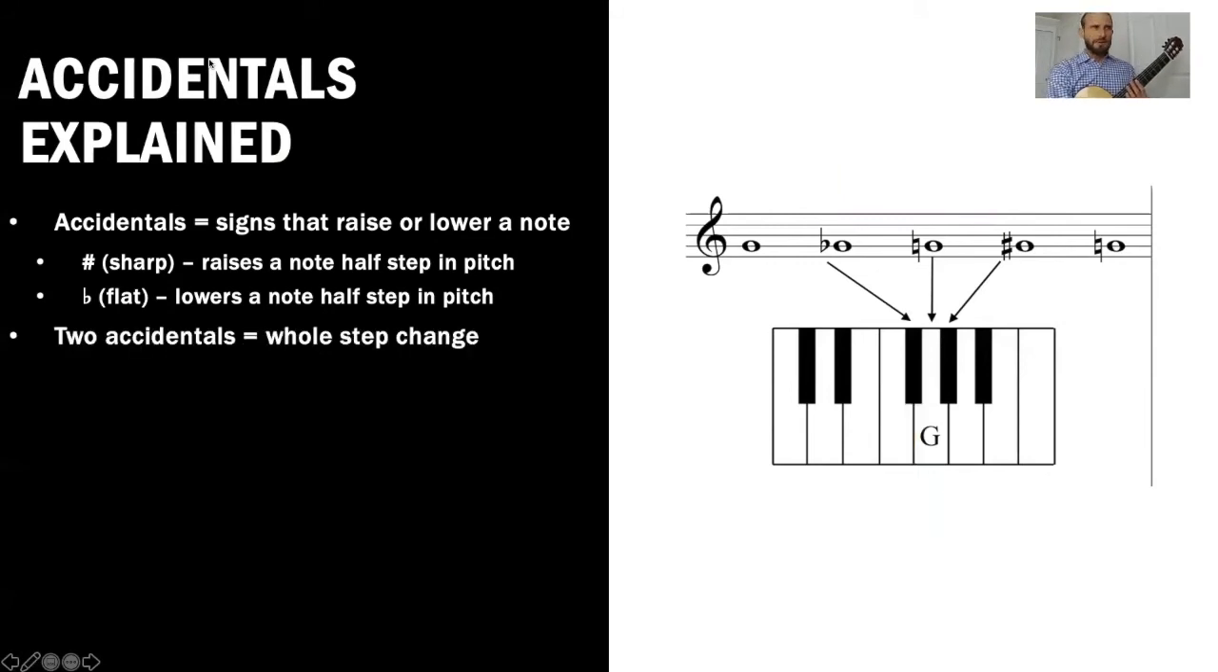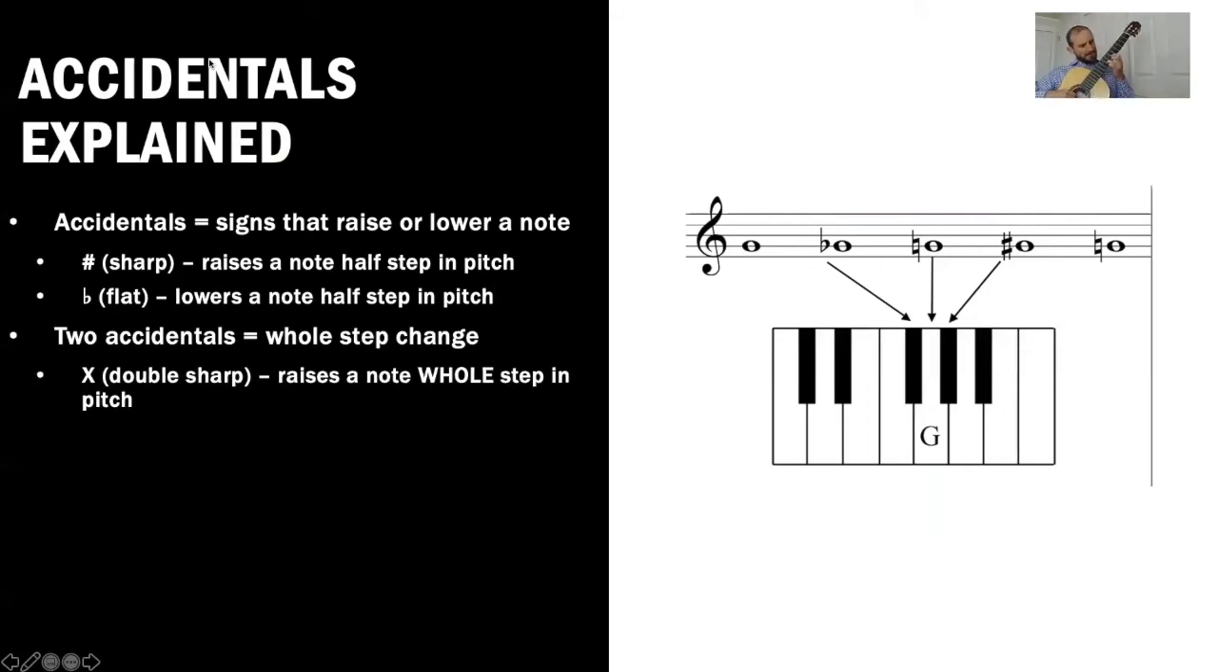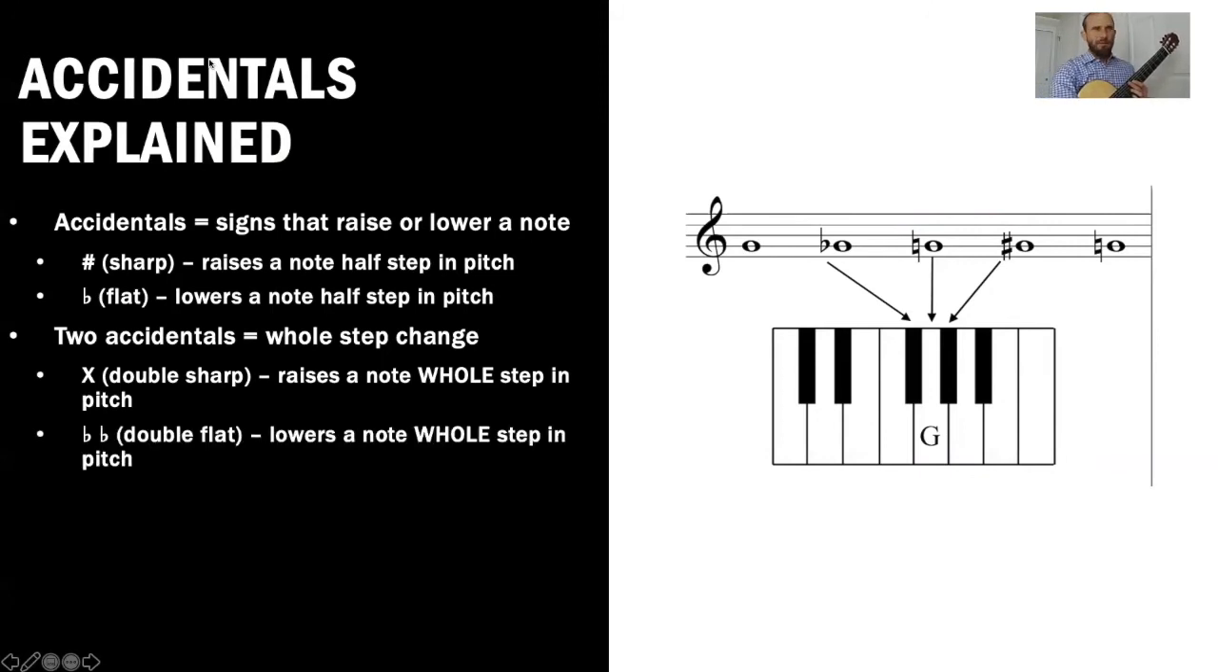Two accidentals, meanwhile, create a whole step of change. A double sharp raises it 2 frets in pitch, which is also known as what's called an enharmonic spelling. We'll talk about that later. A double flat, meanwhile, lowers it 2 frets instead of raising it, which would be the enharmonic equivalent of F. We'll talk about enharmonic equivalents later, but let's just get what sharps and flats do for now.